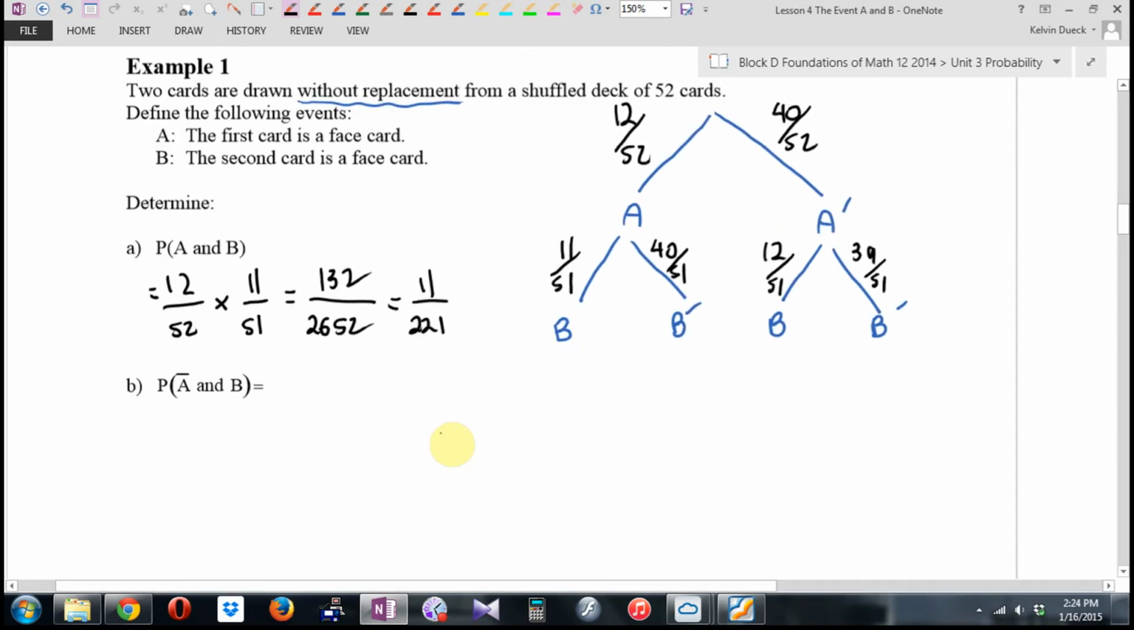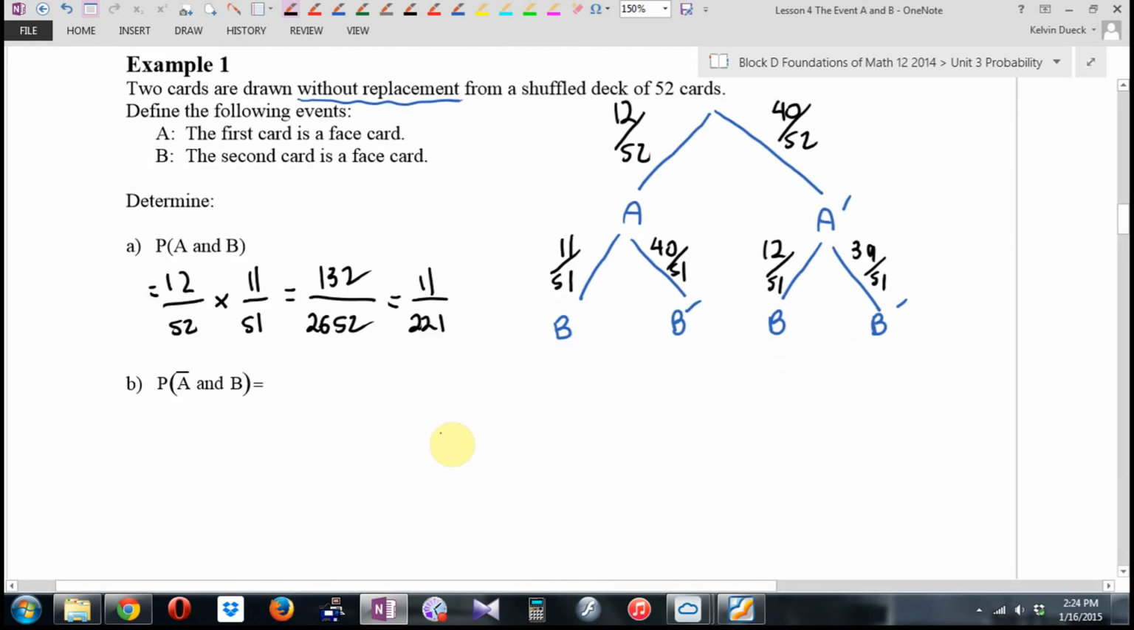Part B says, not A and B. Okay. Not A. What's that? Not A is 40 out of 52. And B. Go down the right B. Don't be telling me 11 out of 51, because that's not the correct B. We want the B from the not A side, which is? 12 out of 50.